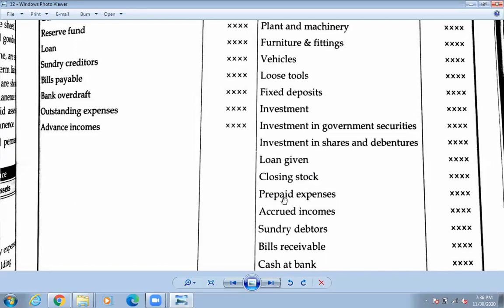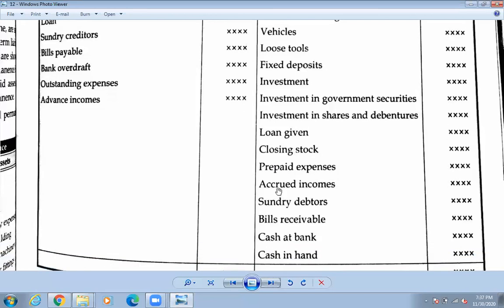So we have already paid expenses. Preliminary expenses. Okay, so we have already paid to someone. So this is also the kind of assets. Okay, so I'm letting you know, in the future this is not the liability. So this is the assets. Okay, so prepaid. So next one is the accrued income.